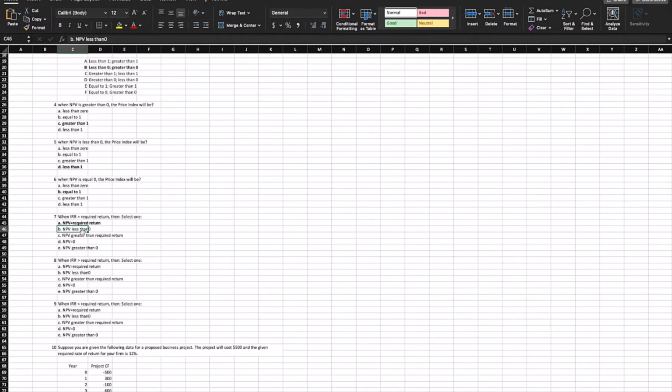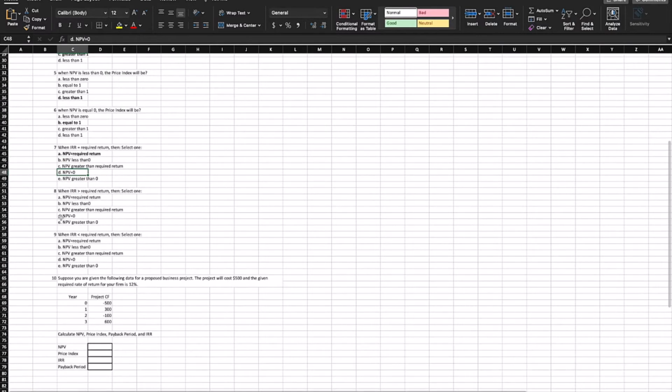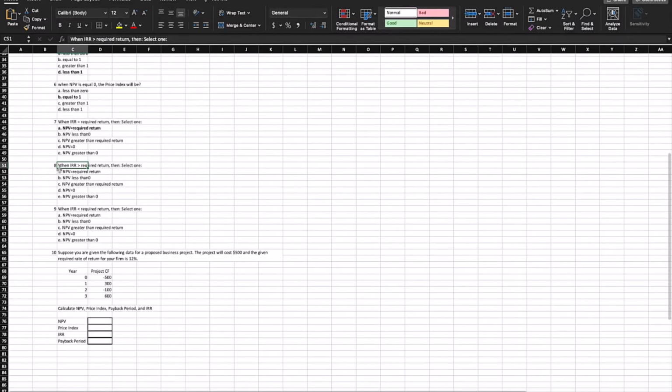So NPV less than 0, that doesn't make any sense because that wouldn't equal our rate of return. If NPV is greater, we would expect IRR to be bigger. And then as for the other ones, NPV equals 0, and so on. So when IRR is greater than the rate of return, we need to select one. So if it's greater than the rate of return, we would expect that NPV is greater than 0 because we're getting more benefits than the costs.